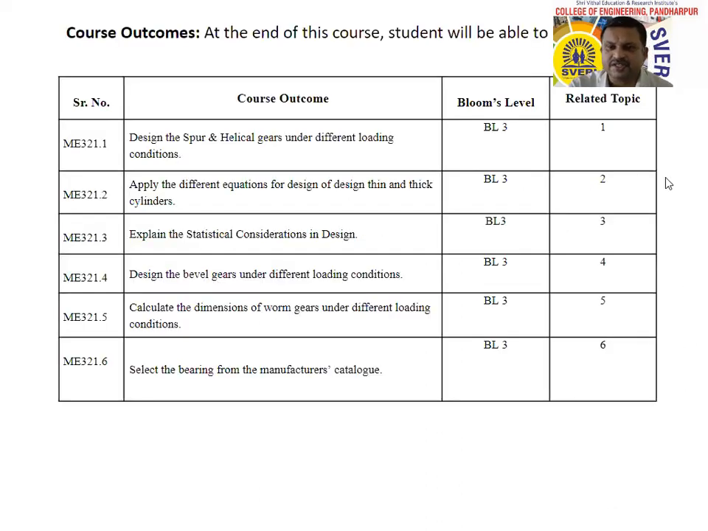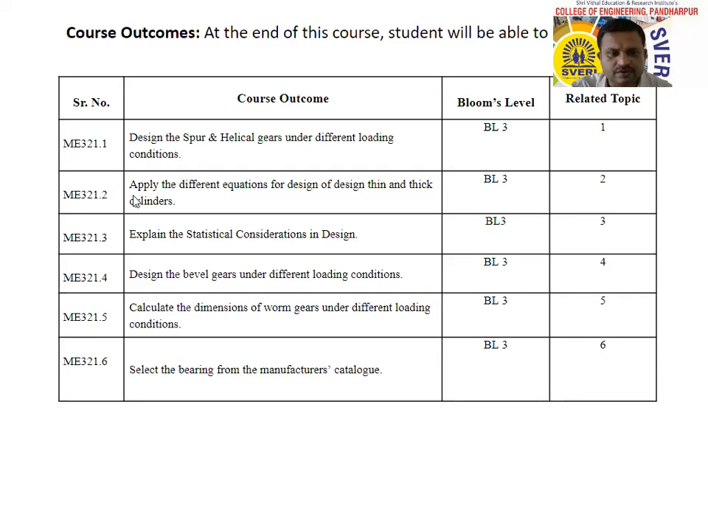Now we will see course outcomes. What is meant by course? Course means subject. Therefore, at the end of this course or after studying this subject, the student will be able to. Now, first course outcome is design the spur and helical gears under different loading conditions. Since it indicates design, therefore it is Bloom's level 3, related topic 1.